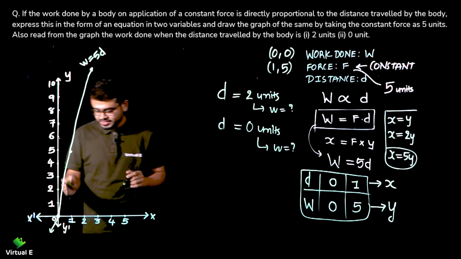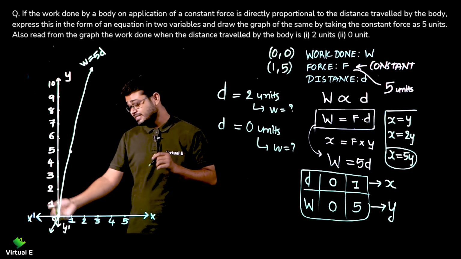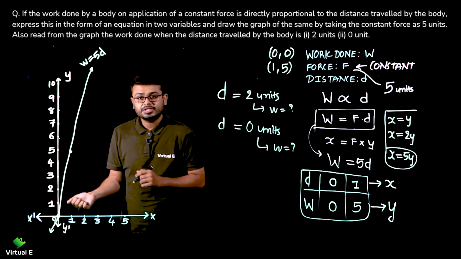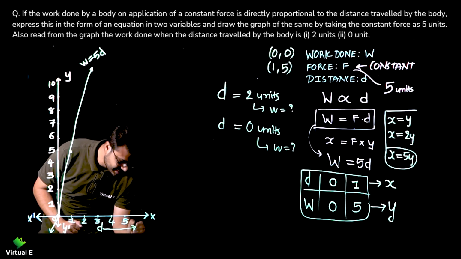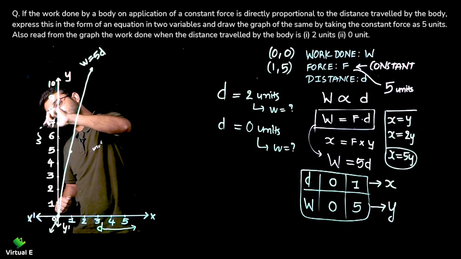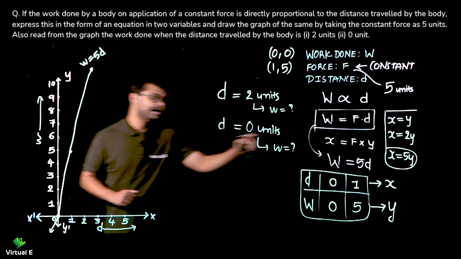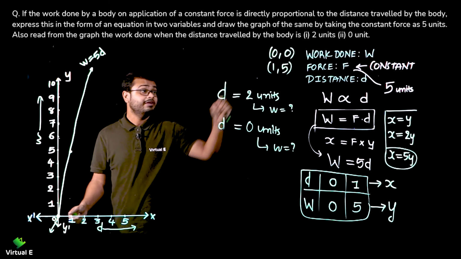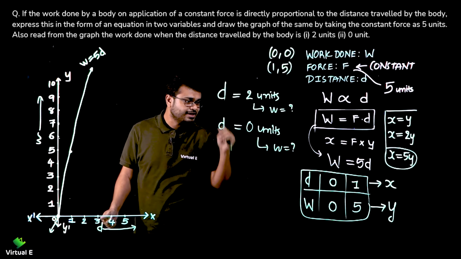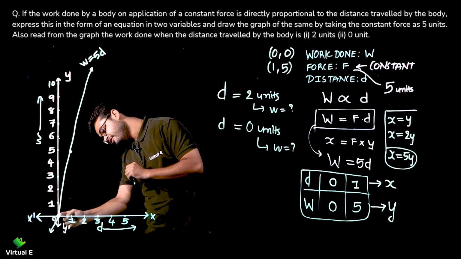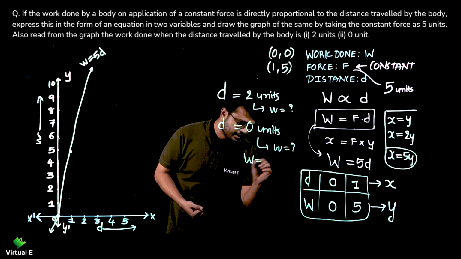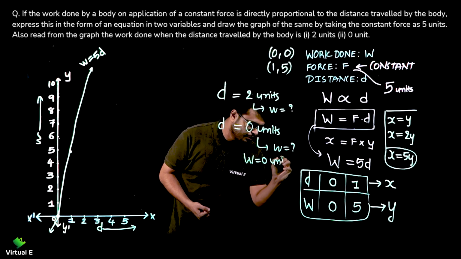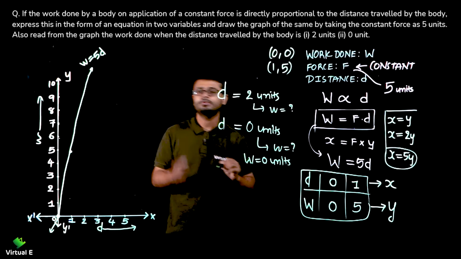When distance is 0, right, you can see that work done is also 0. Now you must be thinking how? I'm taking distance on this axis and work done over the y-axis. I have already mentioned there. So if I take distance, first of all, let's start with 0. So 0 here, if x is 0, y is also 0. So I can write work done is equal to 0 units.